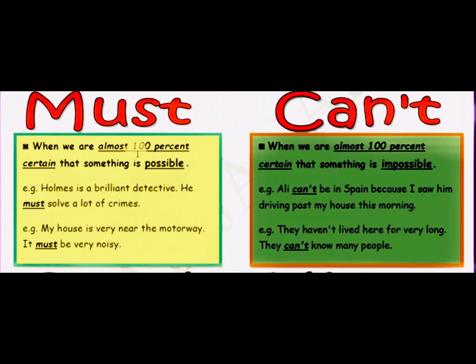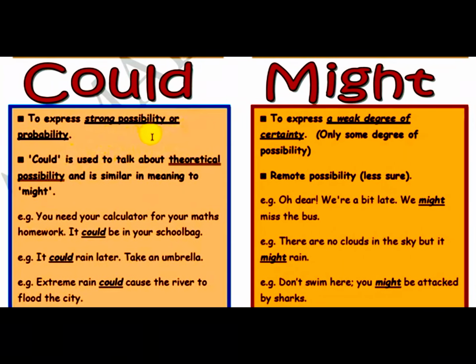Now let's see the difference between could and might. Now, could cannot be translated as يستطيع because it has nothing to do with that, because our lesson is all about possibilities. Okay, so we cannot translate could as يستطيع. It doesn't work that way because this is a lesson about possibilities. So when do we use could? We use could to express strong possibility or probability.